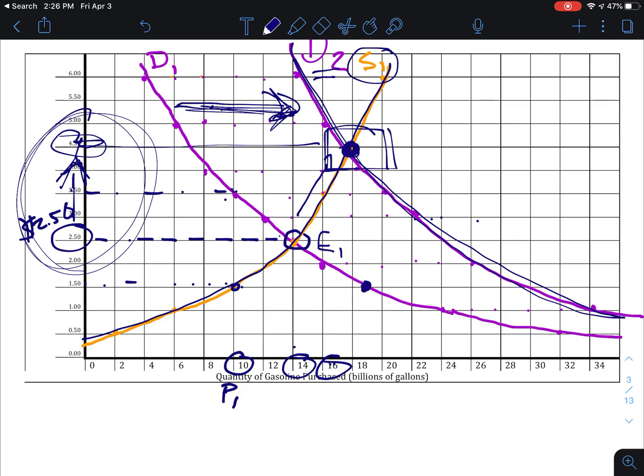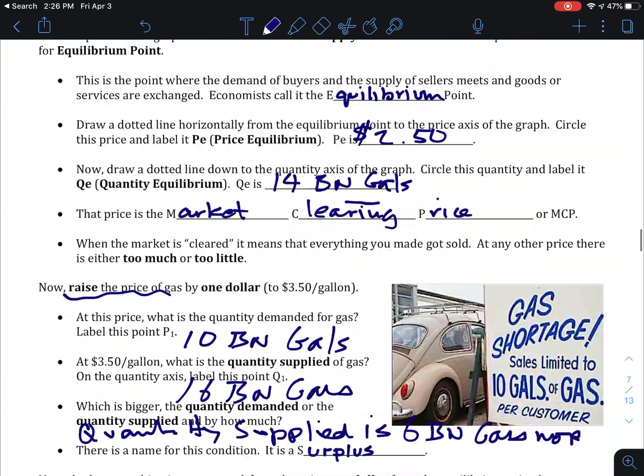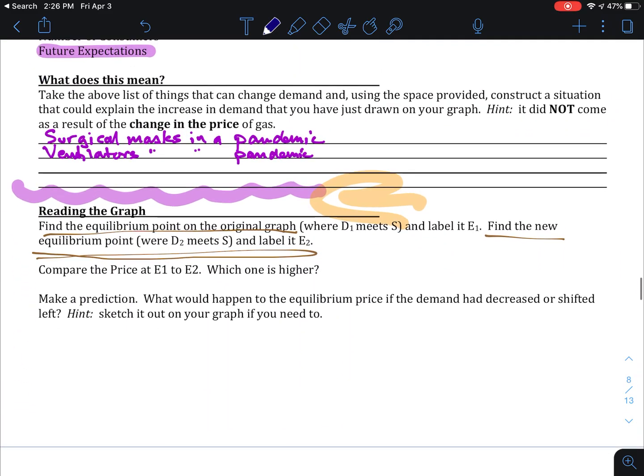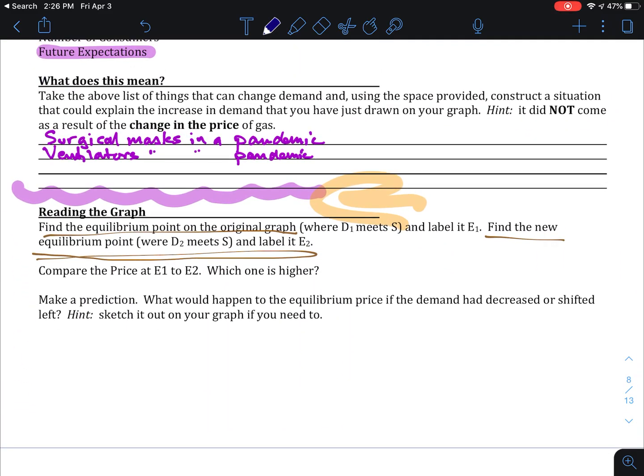Now, let's go down here to the questions. Compare the price at E1 to E2. Which one is higher? E2 is higher by quite a lot. In fact, it's almost doubled the price just because you've moved that demand curve over to the right. Make a prediction. Hint, make a prediction. What would happen to the equilibrium price if the demand had decreased or shifted left?